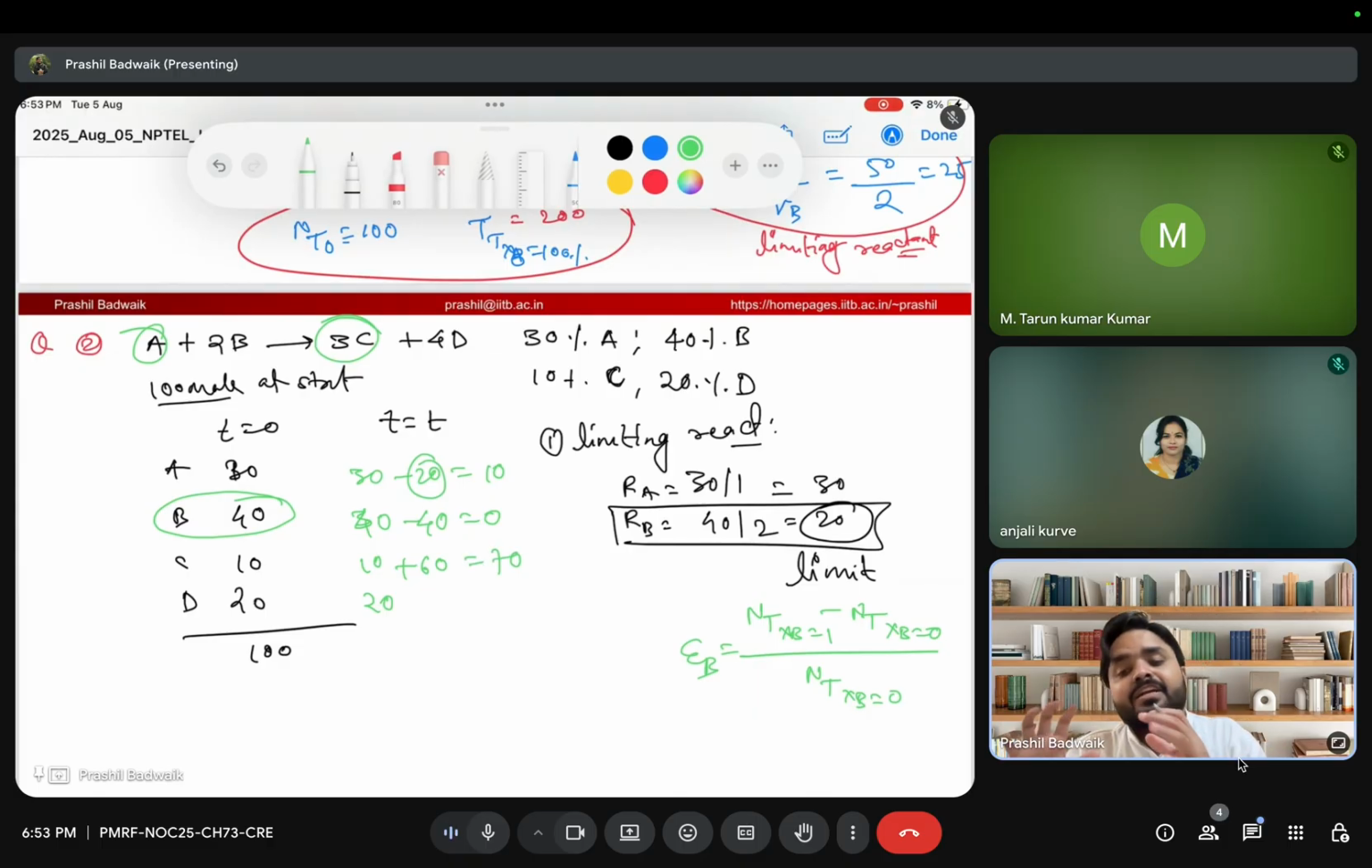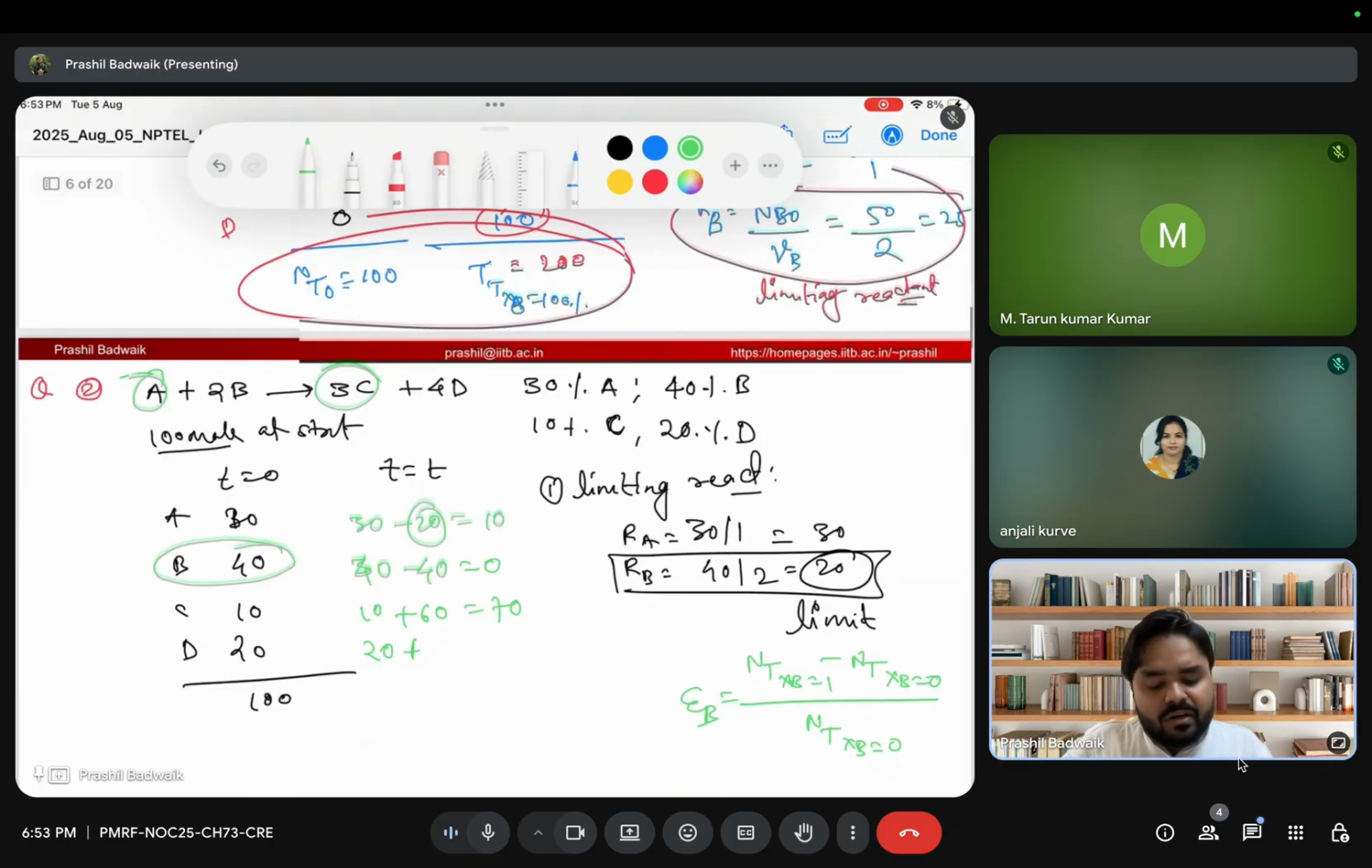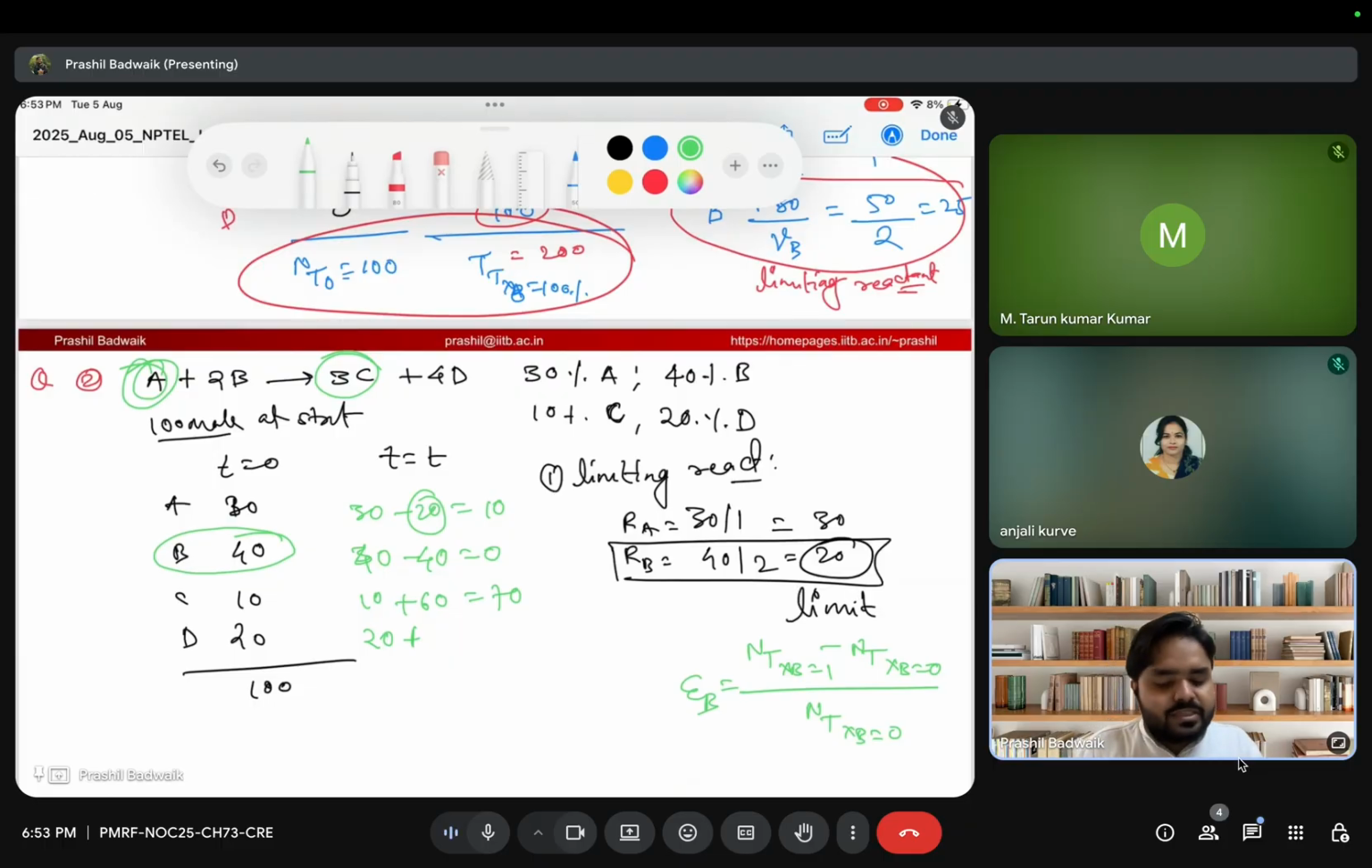That means my feed is not pure. It also has some chemical product that is present in the reaction. Then, whatever number of moles of A into 4 is giving you the number of moles of D that are formed. So 20 into 4 is 80, plus initially 20 were present, so it gives you 100. Now you just sum it, 180, right?